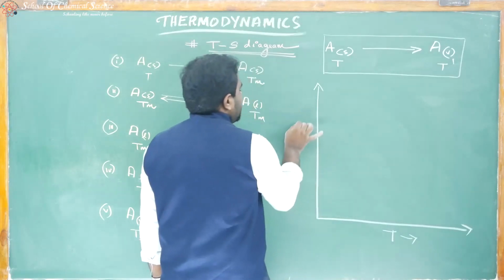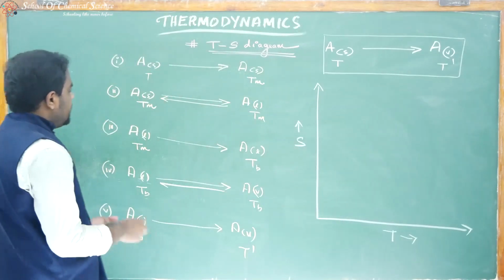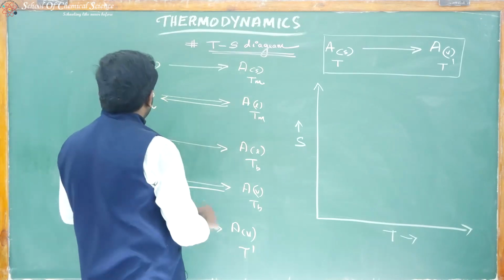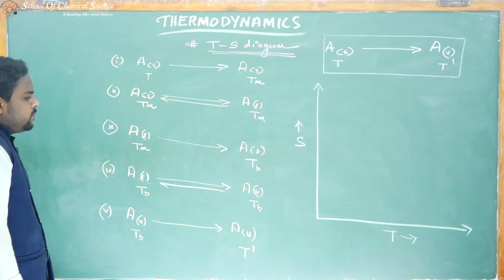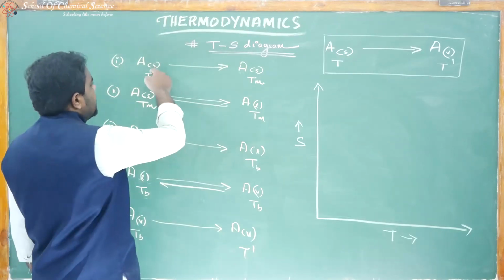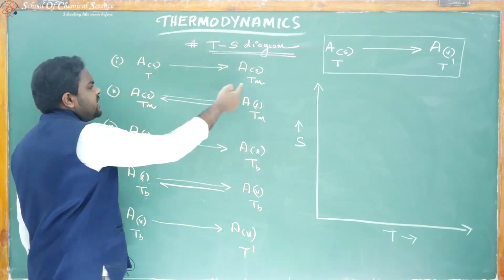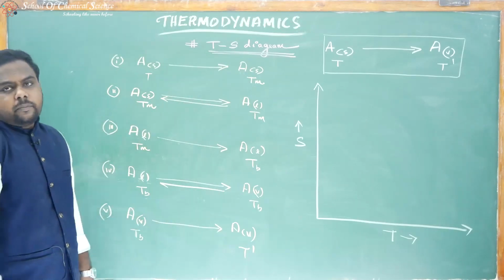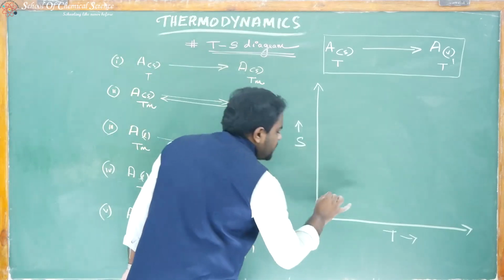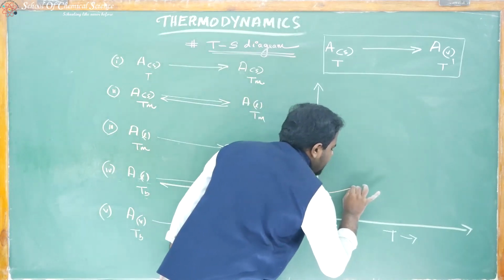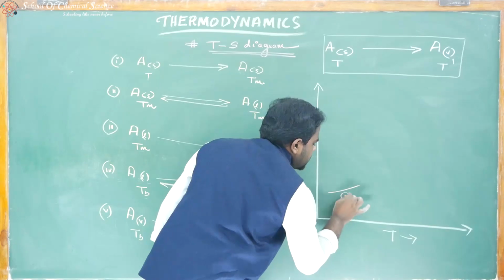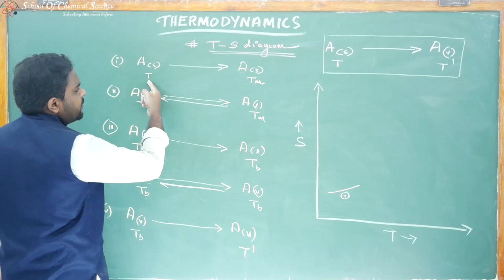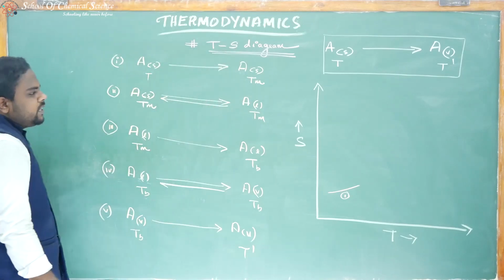How you can plot the entropy temperature diagram. Listen. For example, this is the first process, second, third, fourth, and fifth process. In the first process, solid at a temperature T is converted into a higher temperature Tm, the melting temperature. So in the first process, entropy slightly increases. Why? Because solid at a T temperature is converted into a higher temperature, the melting temperature.